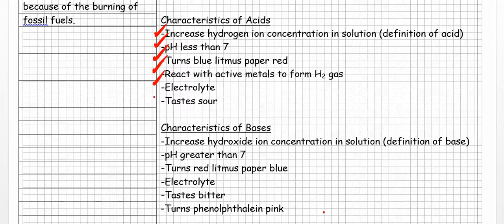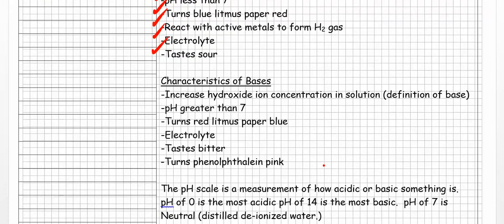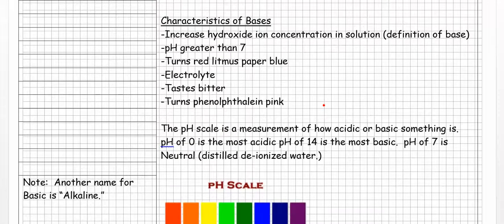It's an electrolyte. In other words, it's going to dissociate in water and it's going to produce an electric current. And it tastes sour. So if you've ever eaten a lemon, and I'm sure you've not eaten a lemon, but tasted a lemon. I don't know why anybody would eat a lemon. But if you've tasted a lemon or a lime or any citrus type fruit, you know that it tastes sour. Well, that sour taste is an indication that you're dealing with an acid. All right, so that's an acid.